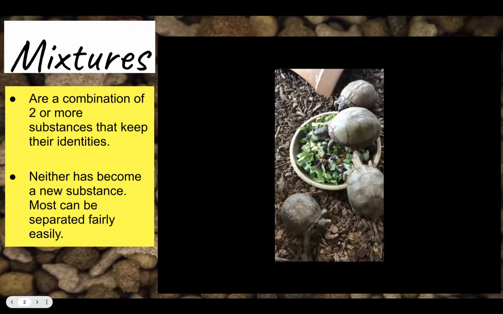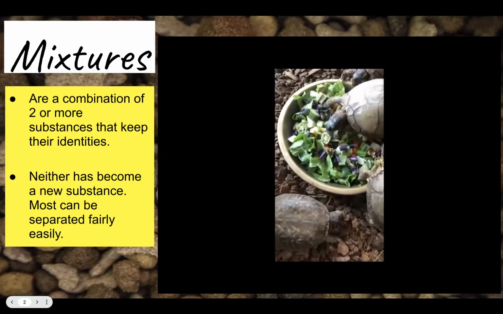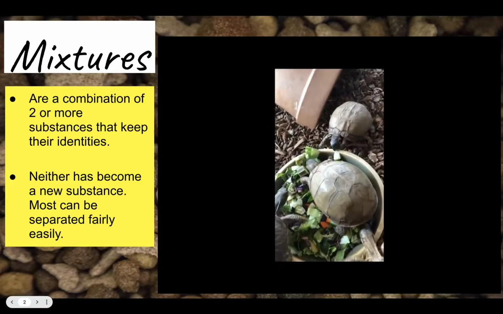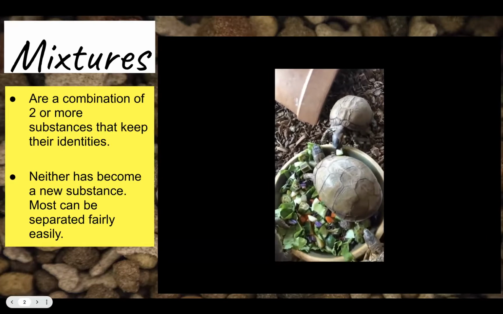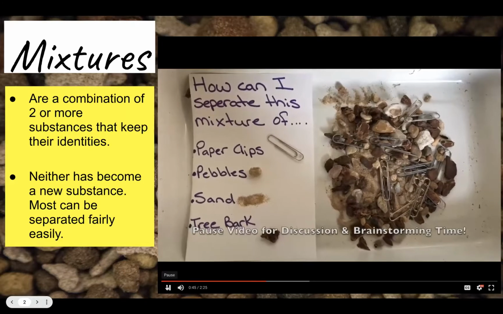These are box turtles enjoying their salad mixture. You can see the okra, the cucumber, the apples, the carrots. Probably the easiest way to separate that one would just be by hand. And then here's another example of a mixture.